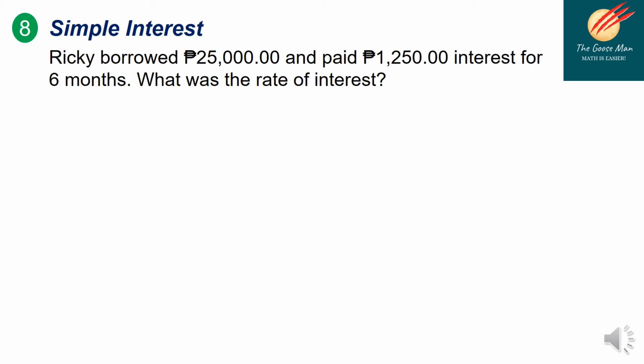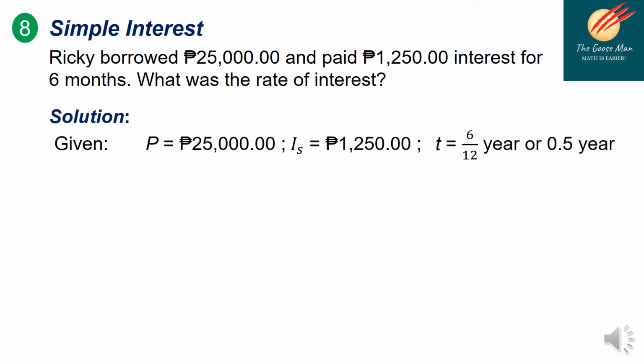Ricky borrowed 25,000 pesos and paid 1,250 pesos interest for 6 months. What was the rate of interest? Again, let's identify the given. So we have the present value of 25,000 pesos, while the simple interest is 1,250. The time is 6 over 12, because that is only a half year or 0.5 year. Again, we would like to find the rate. So this is equal to the simple interest divided by the principal times time.